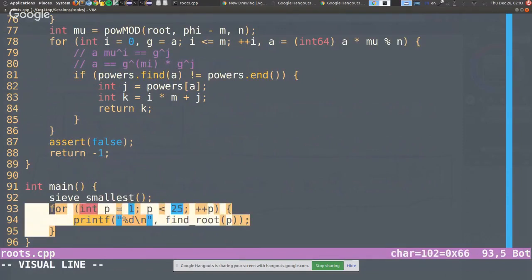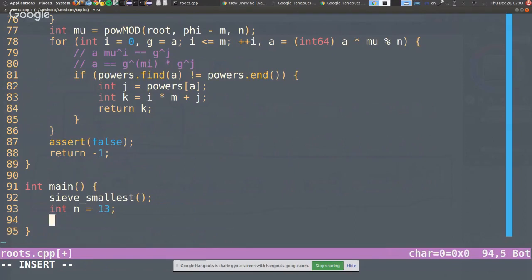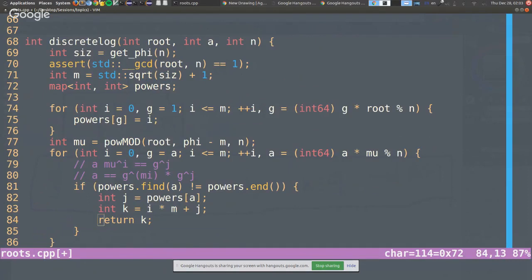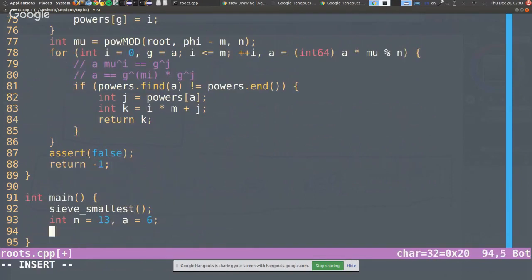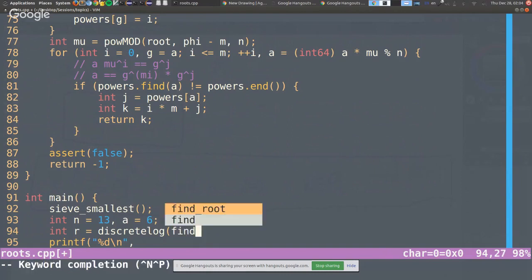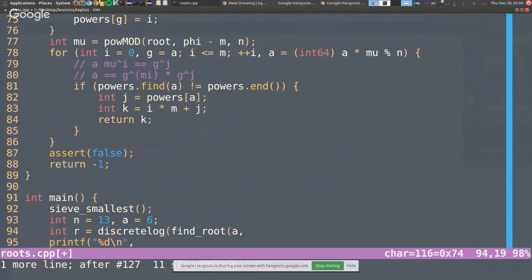So here we can say n is 13 and a is 6. We want to find the discrete logarithm of 6, modulo 13. So we would print first the discrete log. We'll give it the find root, which just takes the modulus.